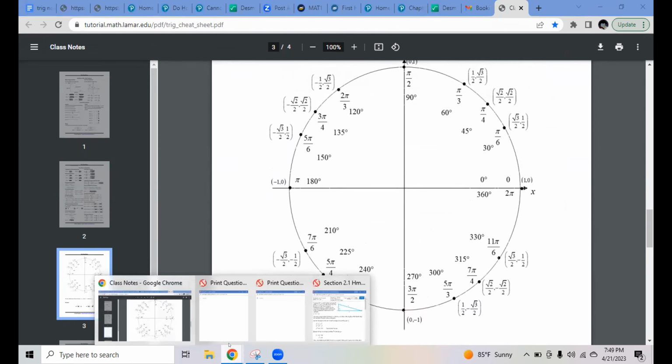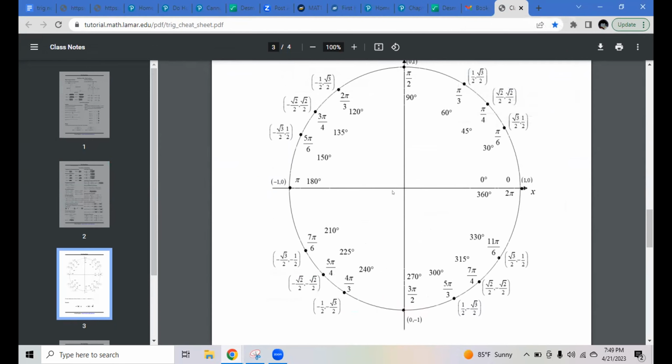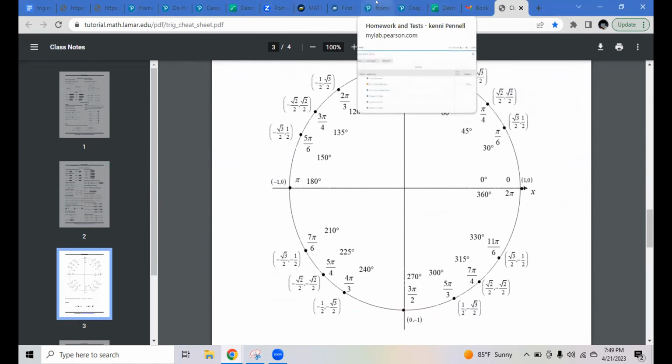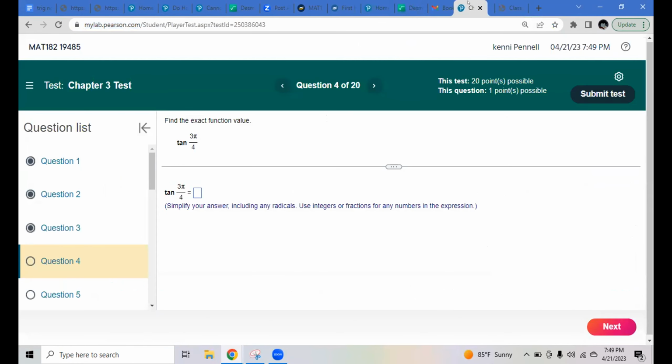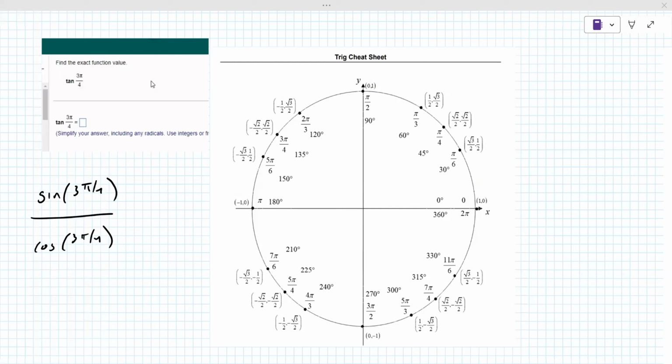We've got to kind of work this out in pieces. The tangent means the sine of 3 pi over 4 over the cosine of 3 pi over 4. So you've got to go there on the unit circle and find those values. All right, so I'm going to share my screen, see if I can explain that to you. I've got it kind of up, ready to go. Okay.